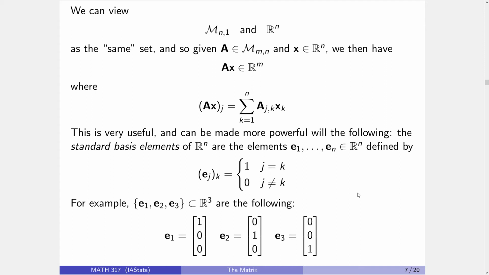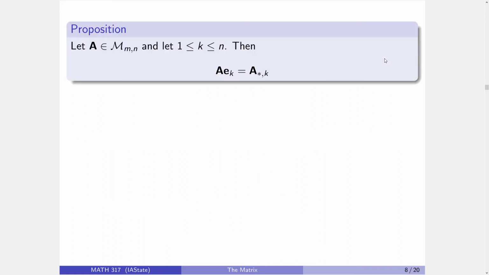Cool. Alright, so I claim we're going to combine this with the power of this to prove matrix multiplication is associative. Alright, so let's see how that's going to happen. So the first thing we're going to prove is that I can now take a matrix and multiply it by an element of R^n. What happens when I multiply by a standard basis element? You get the kth column.